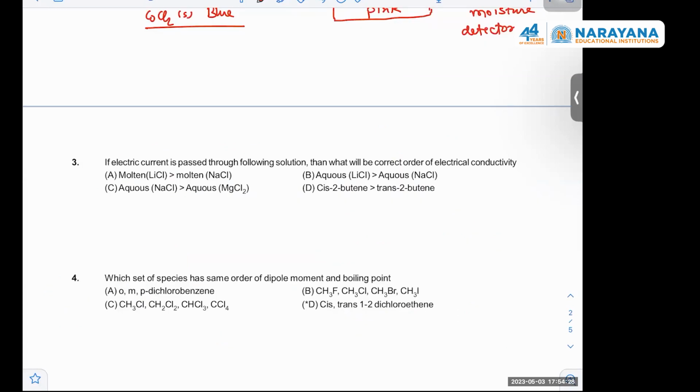See, molten LiCl, molten NaCl, we want the electrical conductivity, which means the free ions. In case of molten LiCl, LiCl will be having predominantly covalent character. Dissociation into the ions is more in the case of NaCl because it is a predominantly ionic compound. So NaCl will be having more electrical conductivity.